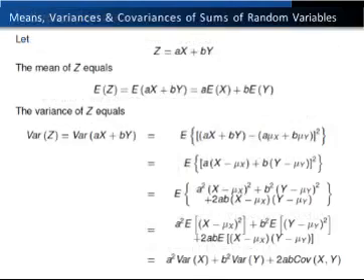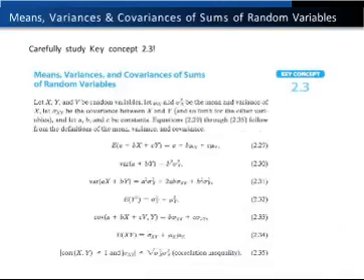Means, variances and covariances of sums of random variables. Here you can see the formula of z, the mean of z and the variance of z. Carefully study key concept 2.3. There are 7 equations related to means, variances and covariances of sums of random variables.